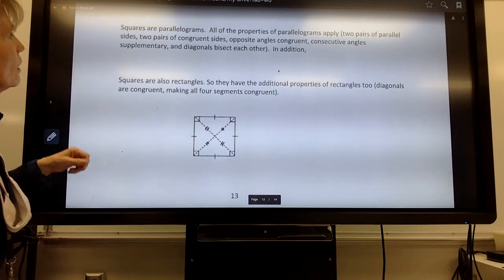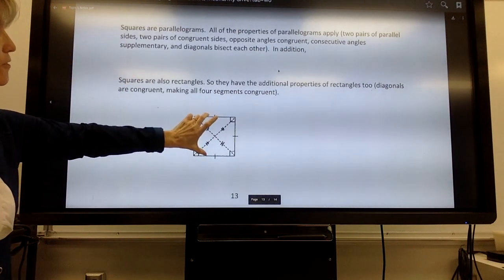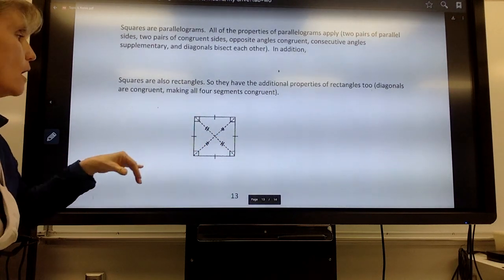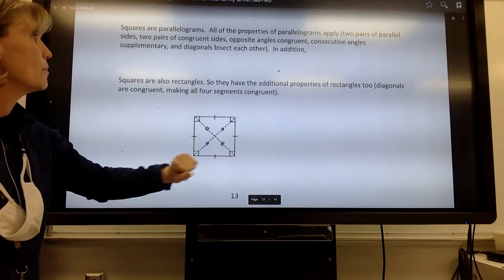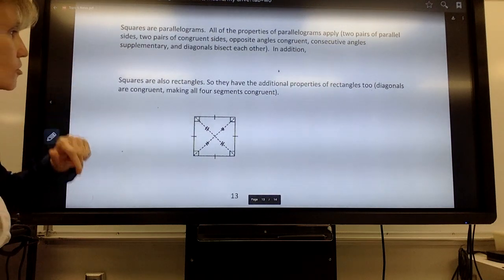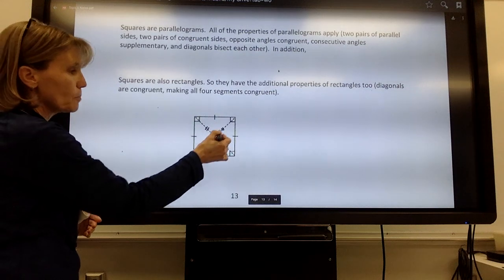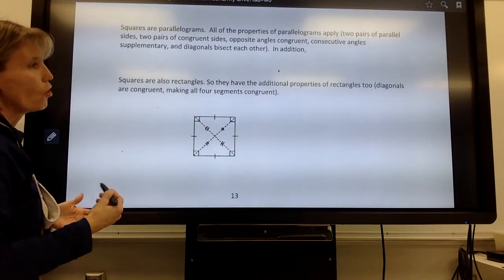Okay. Squares are parallelograms, all the properties apply, so it has 2 pairs of congruent sides, it has 2 pairs of parallel sides, opposite angles are congruent, consecutive angles are supplementary, diagonals bisect each other. It says squares are also rectangles, so they have the properties of the rectangle, meaning the diagonals bisect each other. Notice they all have 2 tick marks, so that means they're all the same.